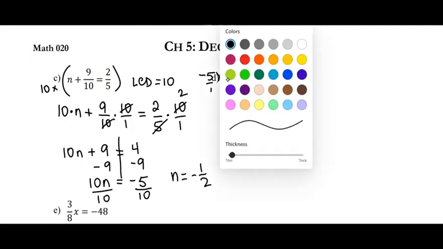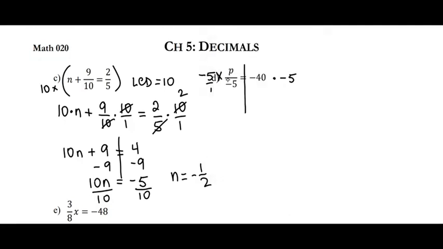So when you multiply negative 5 by negative 5, they will cancel each other. And you will just have p left here. And negative 40 times negative 5 gives you 200. And that is your answer for this problem. 200, and negative 1/2 for the previous one. This concludes our short lesson, a short 4.7 lesson.